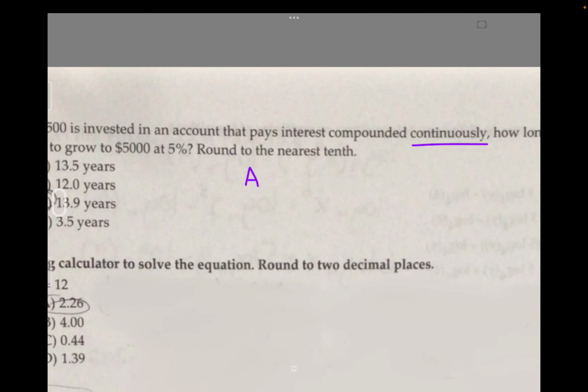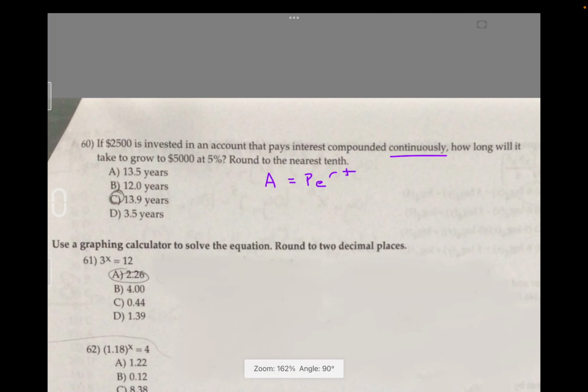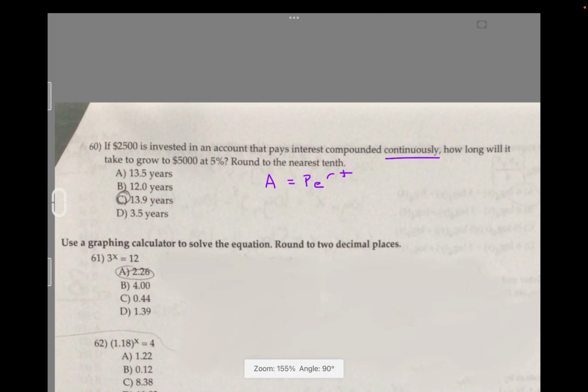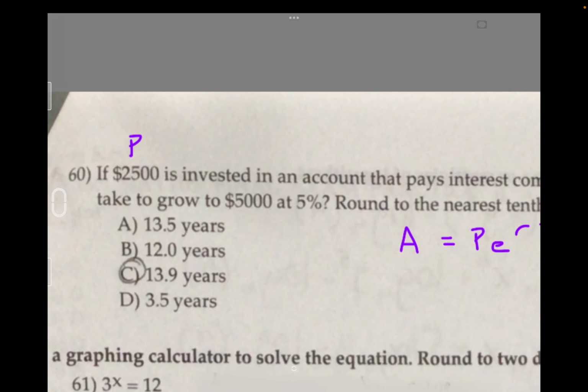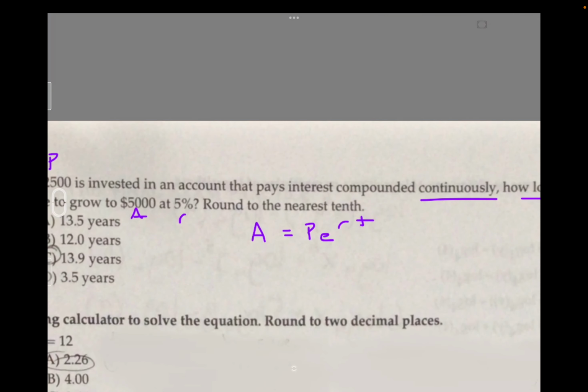2,500 is invested in an account that pays interest compounded continuously. Is this gonna be another log one? Whatever. So we know we're using A equals P e to the RT. Is this the same problem? No, it's not. I mean, it's another log one, so it's good practice. How long would it take to grow to 5,000? So this is going to be our P. This is our A. This is our R. How long is our T? So we're solving for T again.